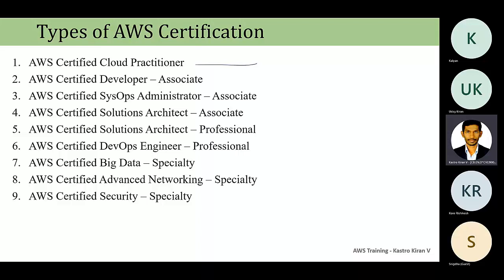And then if you are good at it, you can go for the remaining certifications: Certified Cloud Developer, SysOps Administrator, Solutions Architect. Solutions Architect, again, has an associate level and a professional level. And then the DevOps Engineer, Big Data, Advanced Networking, and Security. DevOps is also one of the most important things. Nowadays, whoever is learning AWS is also parallelly learning DevOps. DevOps is also one skill. But you should not directly go and learn DevOps. First learn AWS, then only migrate to DevOps, because whatever you do in DevOps is all interlinked with AWS.